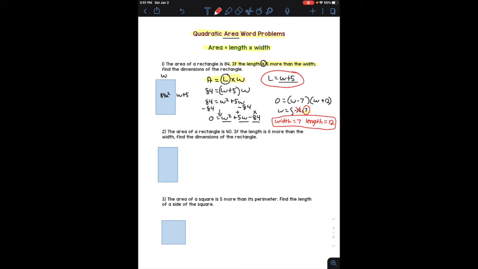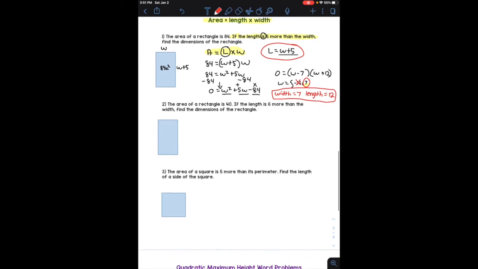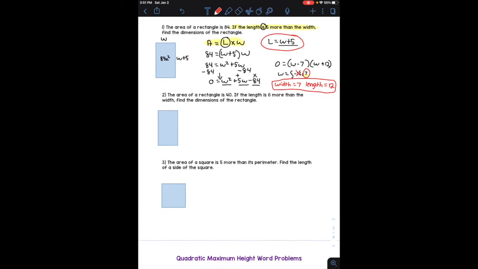So for these problems, we're using, again, the area formula, length times width. We're substituting in what we know about the rectangle in order to find the length and width of the rectangle. Let's go ahead and try the second one. It's basically the same thing as the first with a couple different numbers.